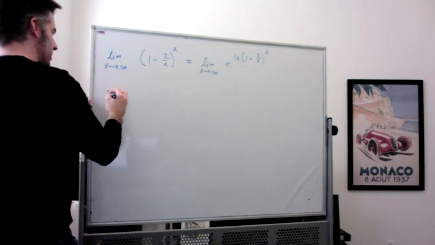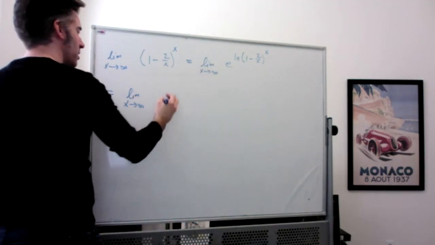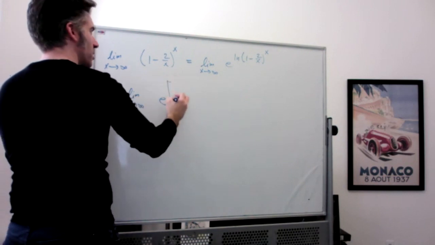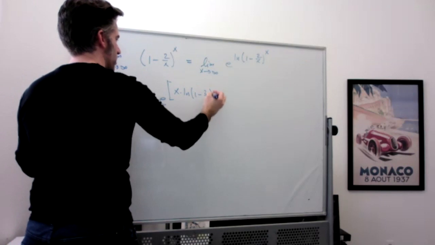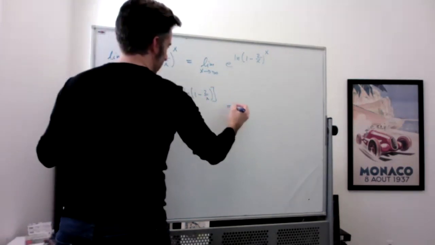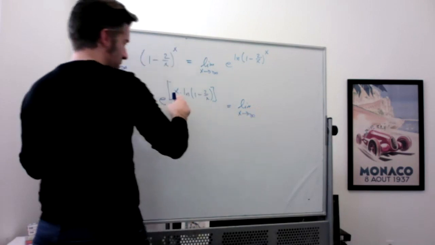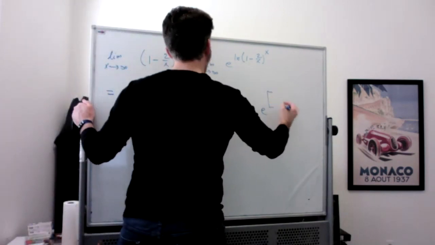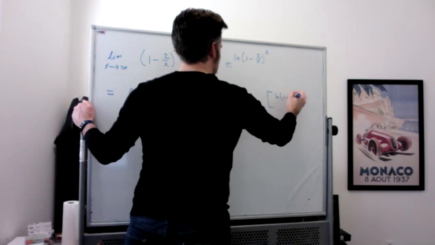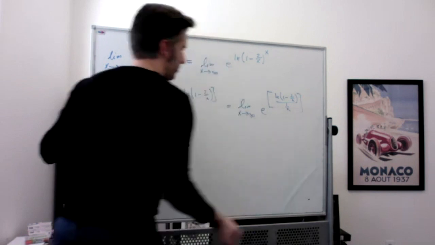So write this as the limit as x goes to infinity of e to the x times natural log of 1 minus 2 over x. And then I'm going to write that as the limit as x goes to infinity. I'm going to bring that x down below, write it as e to the natural log of 1 minus 2 over x over 1 over x.